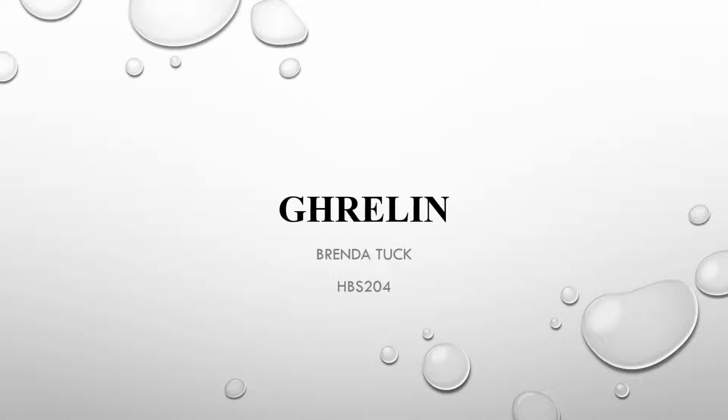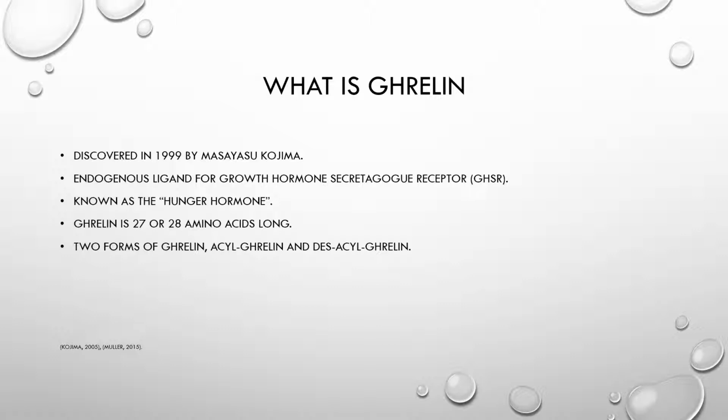Ghrelin is a newly discovered hormone found in 1999 as the endogenous ligand for the growth hormone secretagogue receptor. The growth hormone receptor was found a few years earlier and was known that it could trigger growth hormone, hence its name. And so ghrelin was found to be partly responsible for growth hormone release, but then it was found to control appetite. It was nicknamed the hunger hormone. Ghrelin does this via the hypothalamic pathways.